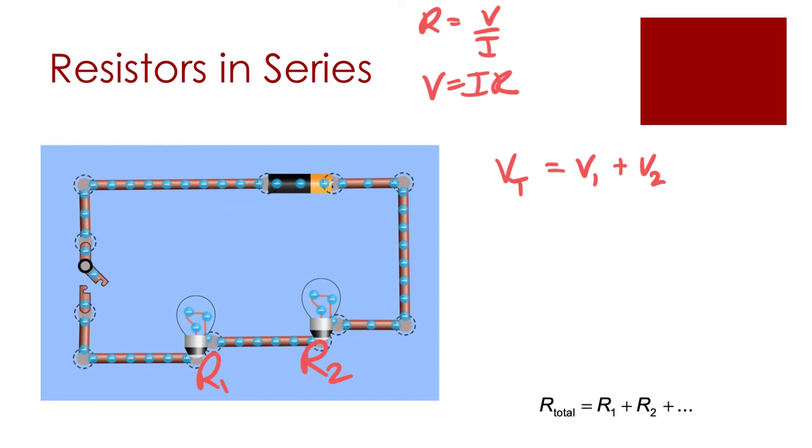Now let me put in that Ohm's law. It's going to tell me then that the total voltage is also the total current and the total resistance. At V1, I will have the current in and V2.